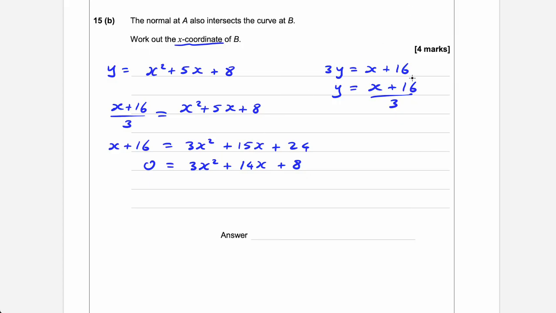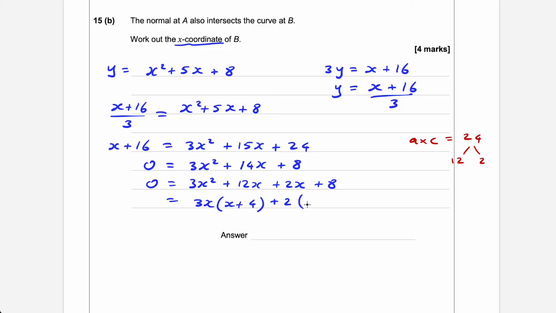I'll do it, guys, the kind of longer way over here, where I do a times c, which is equal to 24. Factors of 24 to give me 14. It's definitely going to be 12 and 2. So then I do 3x squared plus 12x plus 2x plus 8 equals 0. Factorize these two: 3x(x plus 4) plus 2(x plus 4), giving me x plus 4 when I take it out of both terms, and 3x plus 2.